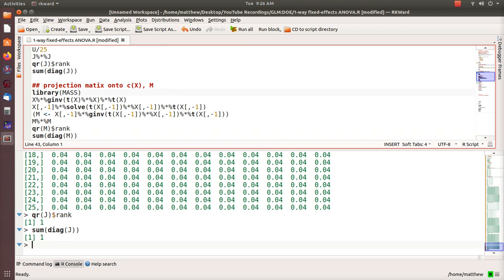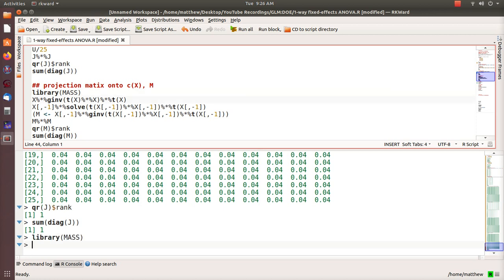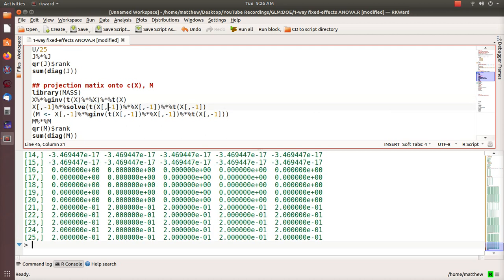Now we need the MASS library for the generalized inverse matrix, but technically we don't need it. We can get around it, and I'll show you in a second. So let's load it, so we can run this generalized inverse of X transpose X. Okay, and if we look at this, let's just run this. I didn't store it in anything.